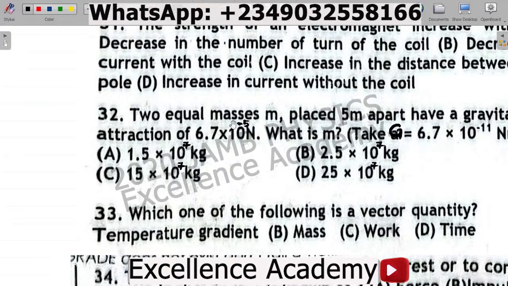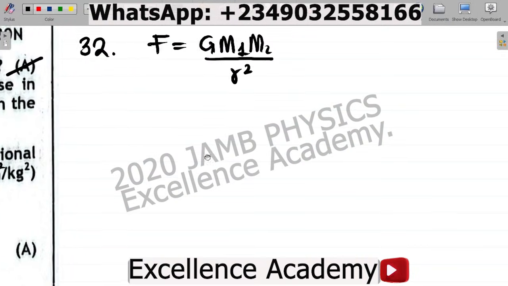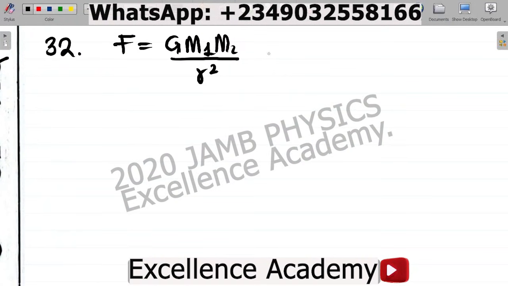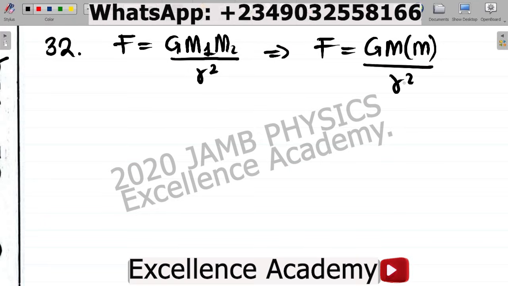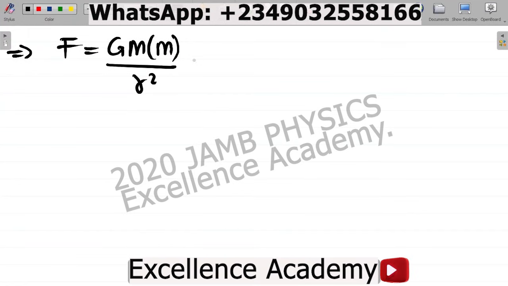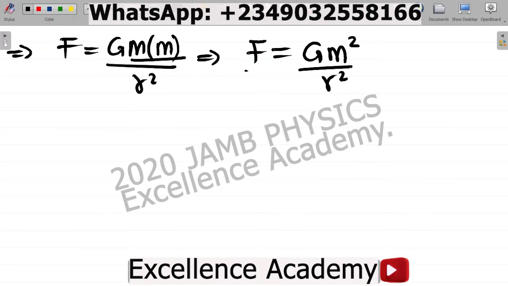But they said that M1 and M2 are the same thing. They said two equal masses M. So no longer M1 and M2, just M. So from here we'll have that F is equal to G M times M, the first M, the second M, all over R squared. Now you're asked to find the value of M. This is F, so this becomes F is equal to G, M times M gives you M squared, all over R squared. This is all over 1.